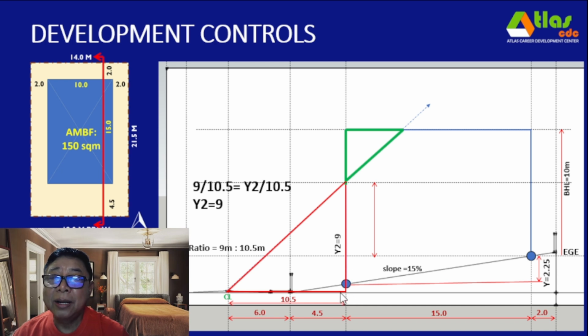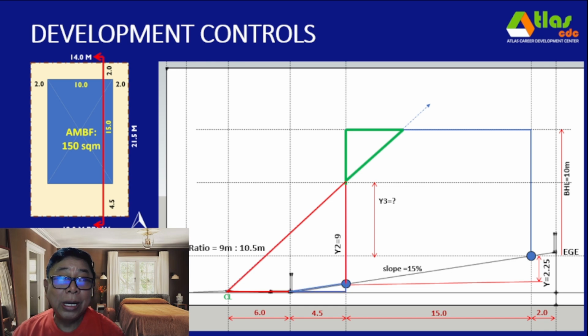Another dimension that we are going to compute is this portion, but this one is very easy to compute because it also forms a triangle. Okay, so this triangle will have a base of 4.5 meters and a slope of 15%. So therefore, we can easily compute for y4, which is 15% of 4.5 meters, will give you a value of 0.675 meters. So now we can compute for y3.